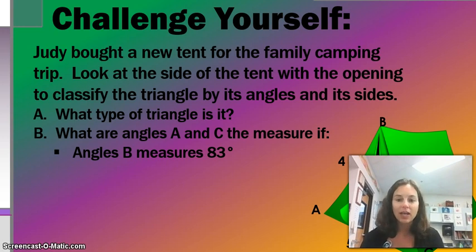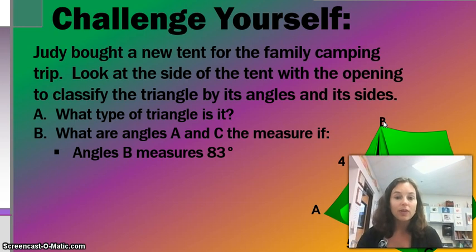So here we're looking at this side of the tent, this triangle right here. And a lot of times in geometry, we label the angles of our triangle with letters from the alphabet like A, B, or C. So we can see that we have 4 feet of a line this way, 4 feet of a line this way, and 5 feet of a line this way. So we know that angle B measures up here 83 degrees.